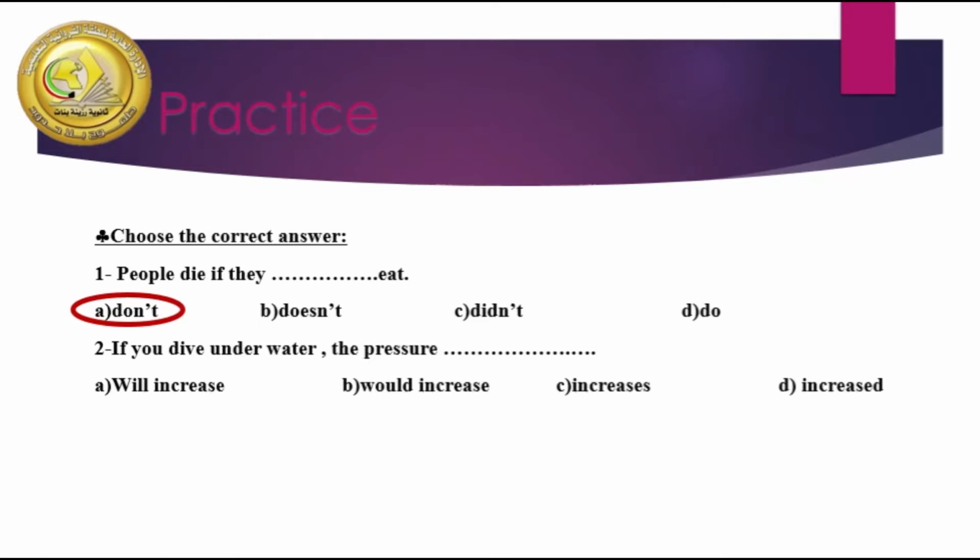What about doesn't? Of course we can't write doesn't because of the subject. It is they. Doesn't comes with he, she, or it. We can't choose didn't because it is in the past. And we can't choose do because it doesn't suit the meaning of the sentence.